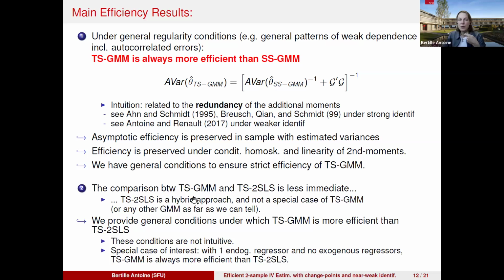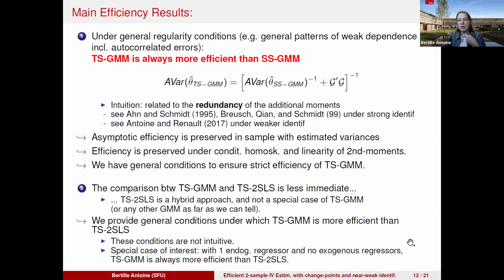Now, the second part is how do you compare the two-sample GMM and the two-sample 2SLS? This is actually not obvious at all. One of the reasons being that the two-sample 2SLS is that hybrid approach. It is not a special case, as one author pitched about 2SLS as being a special case of GMM. Because of this hybrid nature of two-sample 2SLS, it's not a special case of our two-sample GMM. So the direct comparison of the asymptotic variance is not obvious at all.